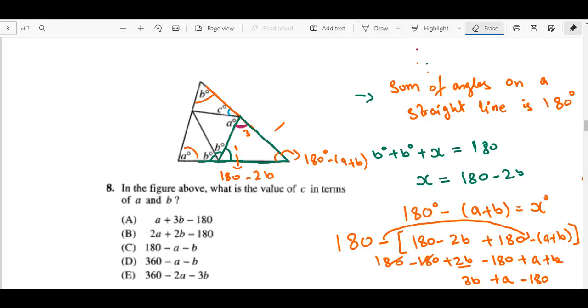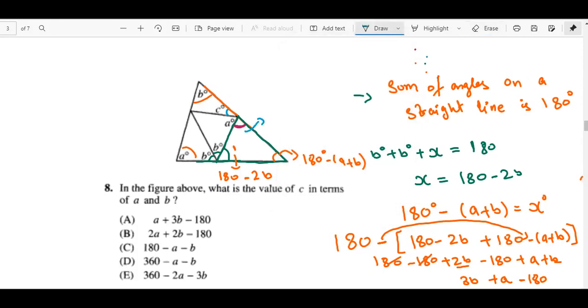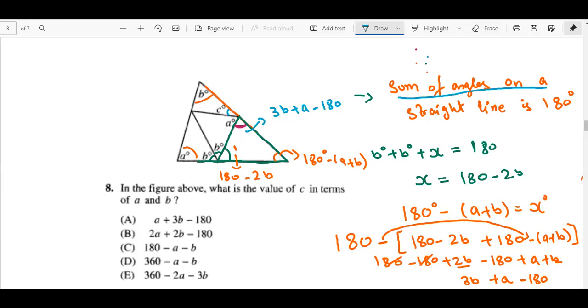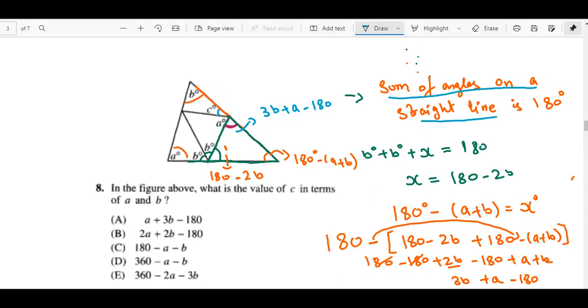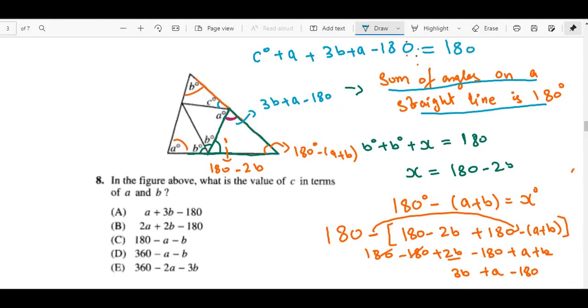Okay. So this angle, which I've just calculated, is it the answer or is it some other angle? Which angle did I just calculate? Angle 3. Excellent. Yeah, this angle right here. So this basically is 3B plus A minus 180. Now we are going to use the fact that the sum of angles on a straight line is 180. So C plus A plus the pink or third angle, that is 3B plus A minus 180, would be equal to 180. Now, the last step is that I need to make C the subject of the equation. Why? Because the question said, what is the value of C in terms of A and B?